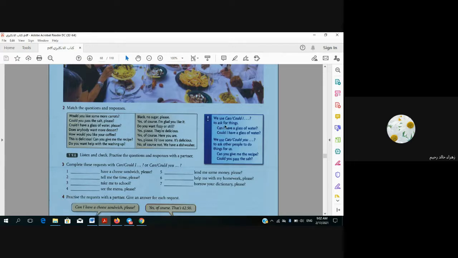For example, can I have a glass of water? Or can you give me the recipe? Here we have questions and we have responses. We should match the right question with the right responses.